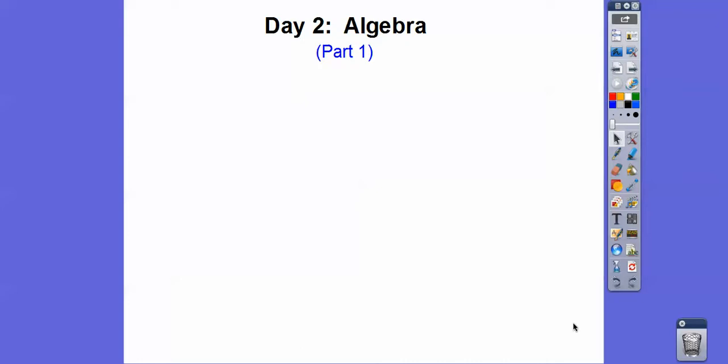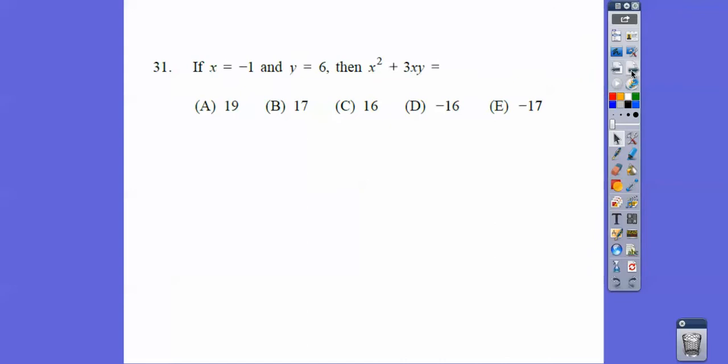All right, you guys, this is the algebra day, so the second day that we met. So here we go. If x equals -1 and y equals 6, then plug those numbers in and we get choice E, okay? Just remember a negative squared is a positive, and then this becomes a -18, so 1 minus 18 is -17, okay?